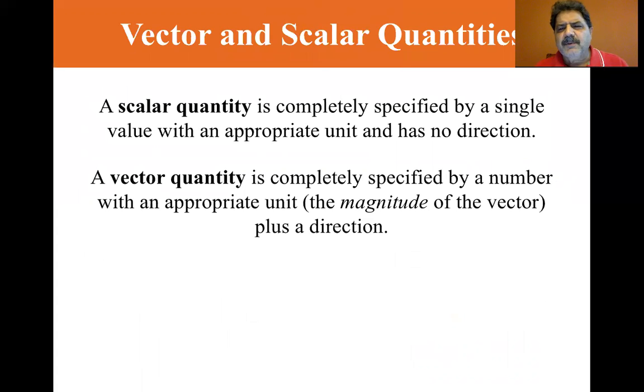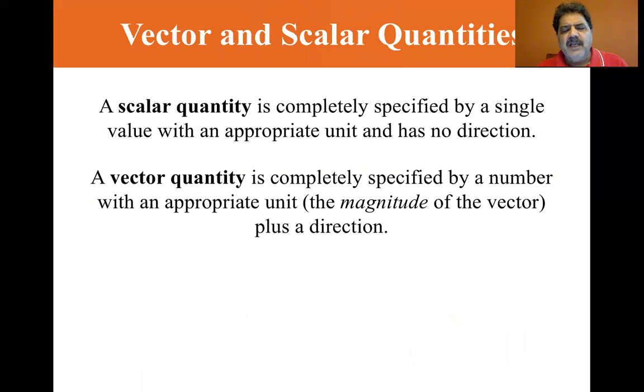A scalar quantity is completely specified by a single value with an appropriate unit and has no direction. A vector quantity is completely specified by a number with an appropriate unit, the magnitude of the vector, plus a direction.